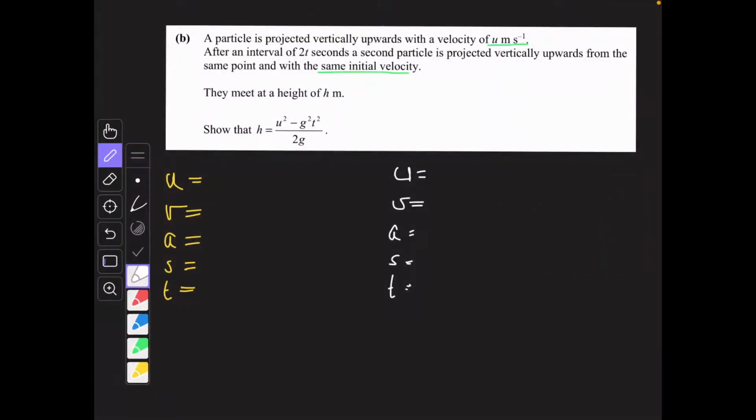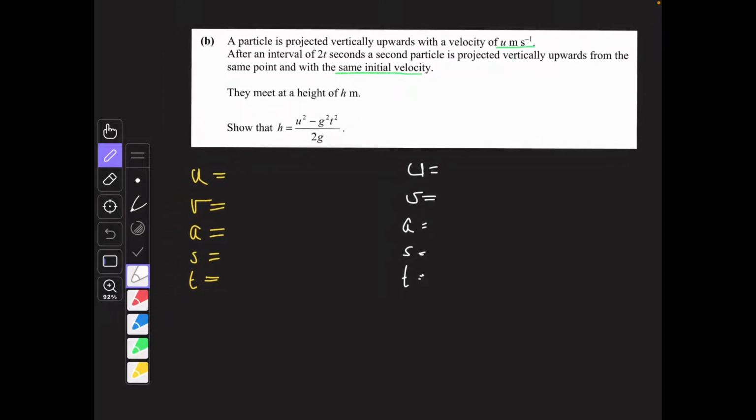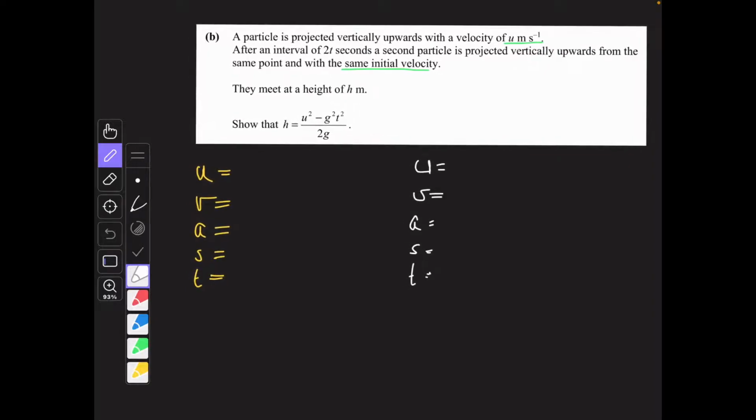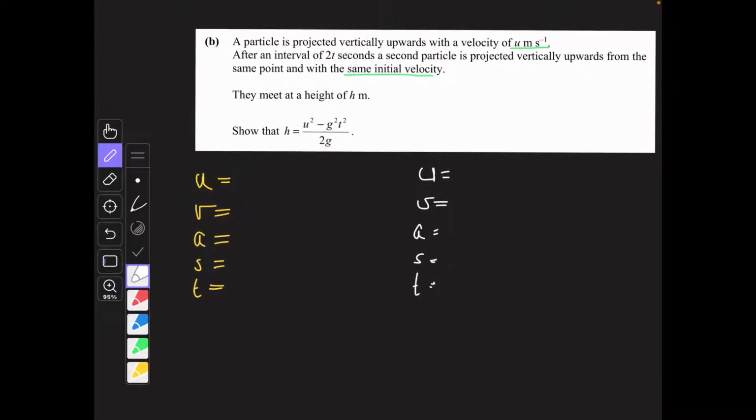Okay, so we're taking a look at 2016 question 1b. A particle is projected vertically upwards with a velocity u. After a time interval of 2t seconds, a second particle is projected vertically upwards from the same point with the same initial velocity, and they're going to meet at a certain height. So one thing's fired up, wait a bit of time, another thing's fired up.